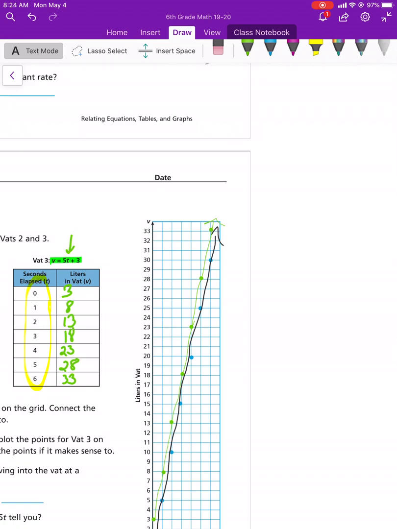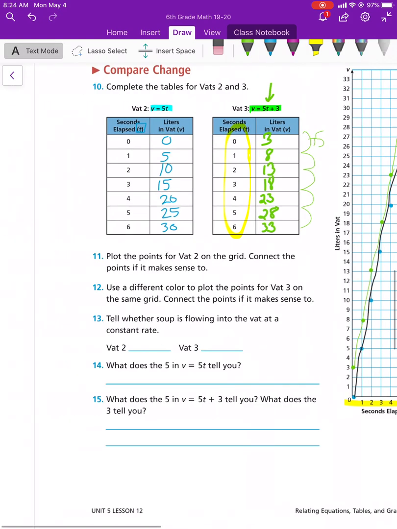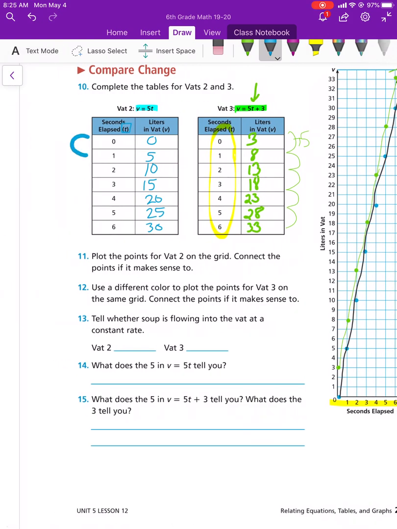But I don't know what to tell you. So these lines basically are the same. They just start differently, and they don't really have a different pattern, right? These are both 5s. These all go up by 5. From 3 to 8 is 5, to 13, to 18, to 23, to 28, to 33. These are all plus 5s. Same over here. I'm just going up by 5. So these are constant rates, right?